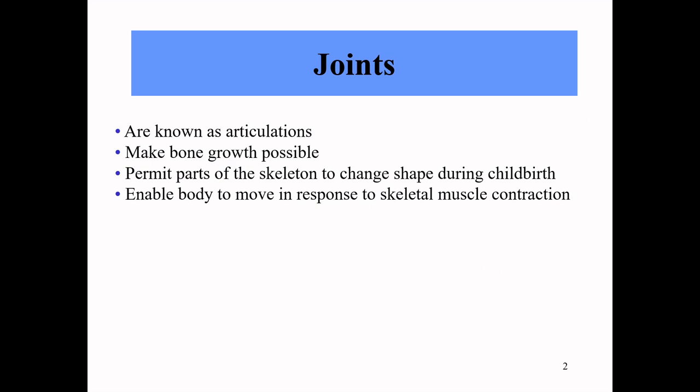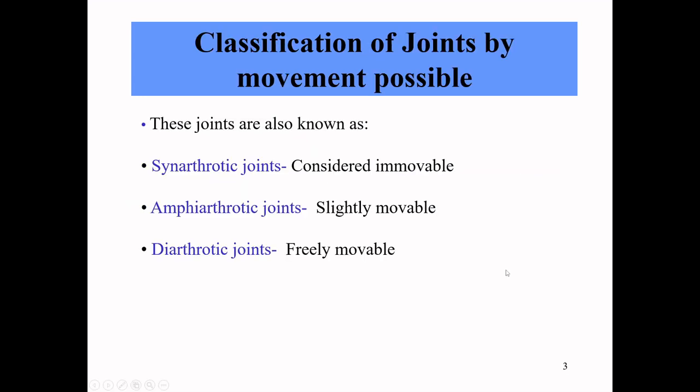Joints are also known as articulations. They get that name because when 2 bones come together, we say those bones articulate or touch. So articulations, aka joints. Some of their functions: they prevent bone growth, they permit bone growth for being possible, and they permit parts of the skeleton to change shape during childbirth. There specifically, we're talking about the pelvis of the mother and the cranium or the skull of the infant. And they enable the body to move in response to skeletal muscle contractions. Our muscles have to attach to the bones, and when those muscles contract, the joints allow movement to occur.